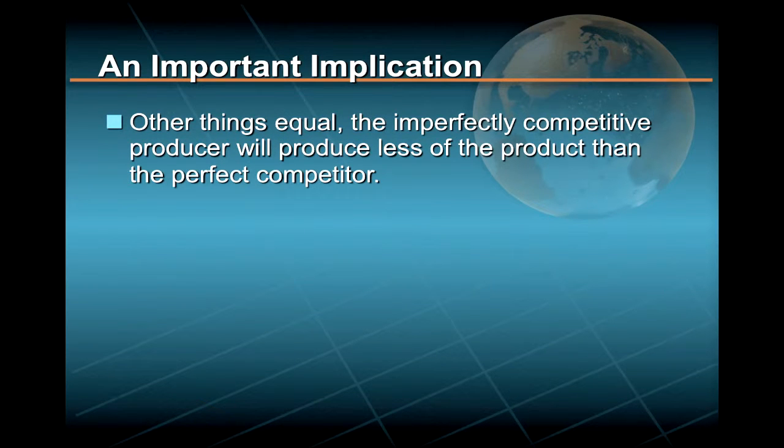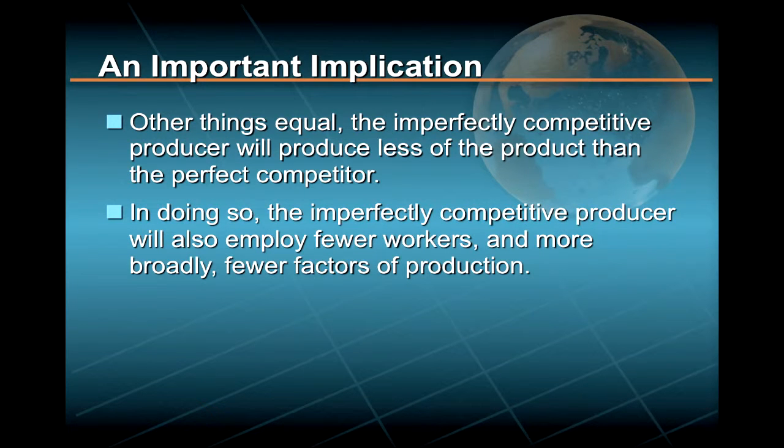This observation has an important implication. Other things equal, the imperfectly competitive producer will produce less of the product than the perfect competitor. In doing so, the imperfectly competitive producer will also employ fewer workers and, more broadly, fewer factors of production.